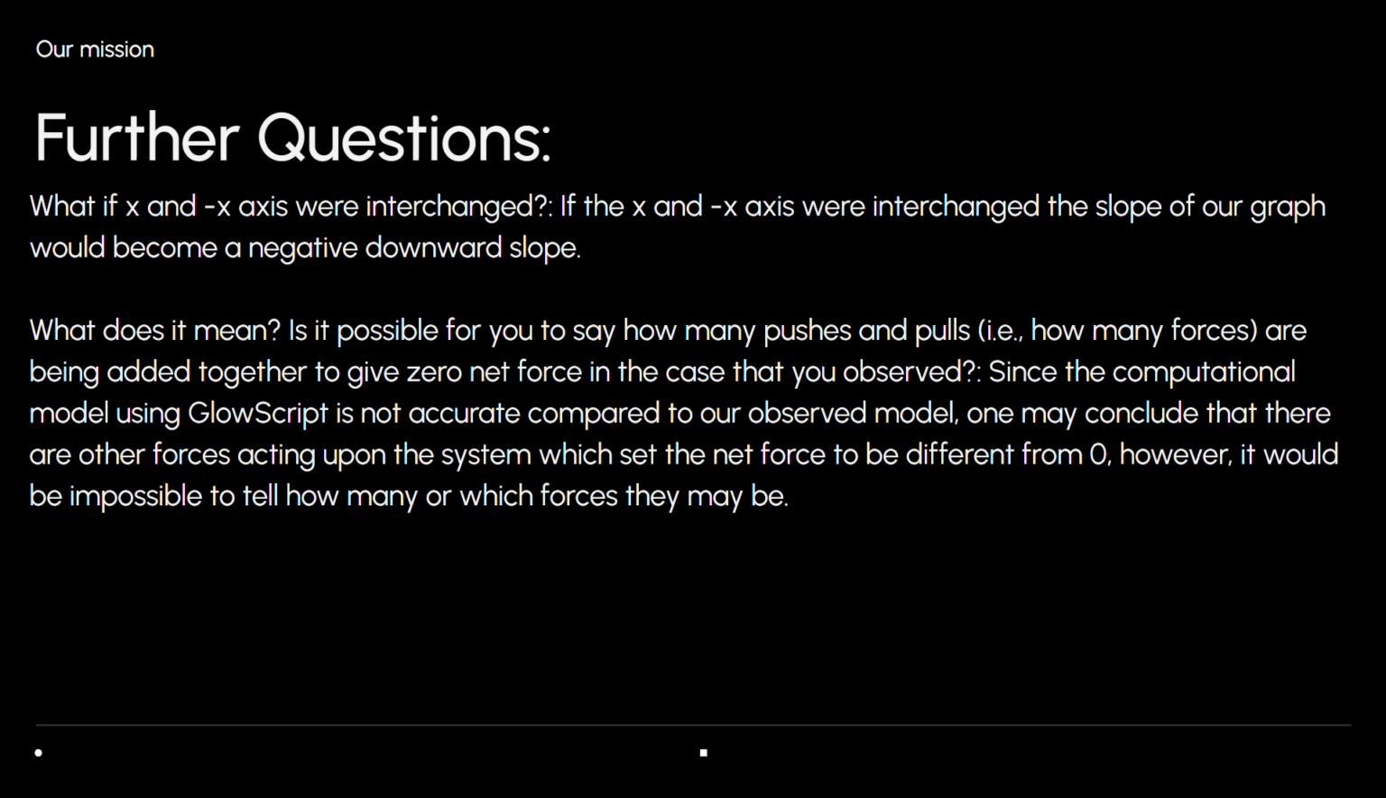And what does this information mean? Or is it possible to say how many pushes and pulls or forces are being added together to give zero net force in the case that we observe? Since our computational model using Glowscript is not accurate compared to our observed model, and we can see our observed model becoming more horizontal as time goes on, one may conclude that there are other forces acting upon our system which set the net force to be different from zero. However, it would be impossible to tell how many or which forces they may be due to the complexities of our physics course.